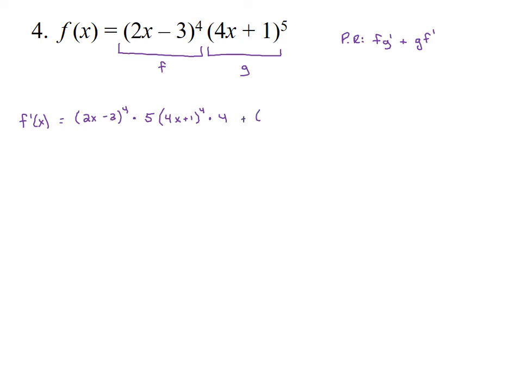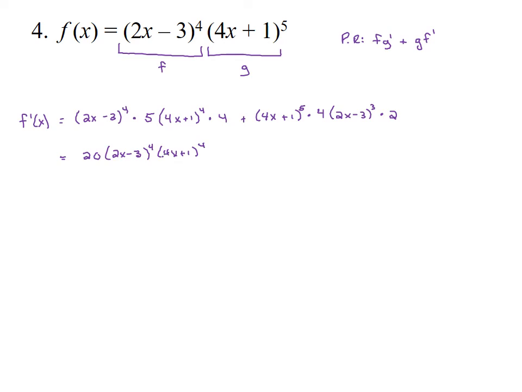Plus, then you take your g, which is 4x plus 1 to the 5th, times the derivative of f, which is chain rule as well. It's 4 times 2x minus 3 to the 3rd, times the derivative of the inside, which is 2. You need to simplify each part here. So you see some constants. 5 times 4 gives you 20. So that's 20 times 2x minus 3 to the 4th times 4x plus 1 to the 4th.